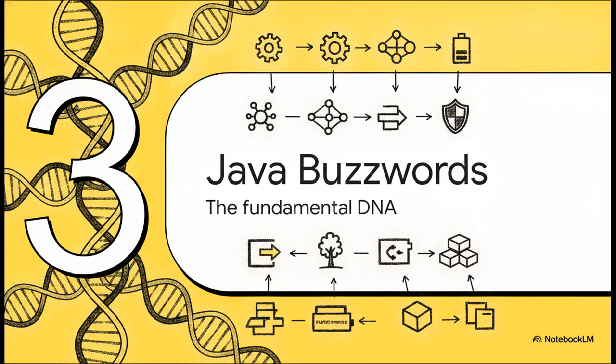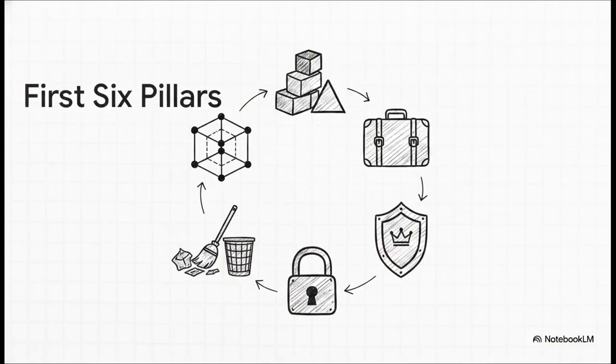All right, Section 3, 12 Java buzzwords. Let's look at the fundamental DNA of the language. So here are the first 6 pillars of Java's design. It was intentionally built to be simple, borrowing syntax from C++ so it's easy to pick up, but leaving the super complicated stuff behind. It's object-oriented, meaning everything is built around objects that neatly combine data and behavior. It's portable and platform-independent, which is a massive deal we'll talk about in just a second.